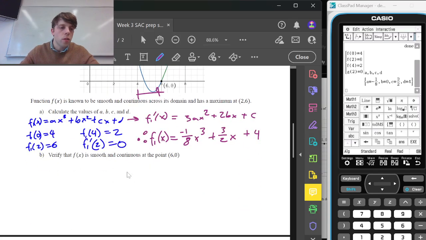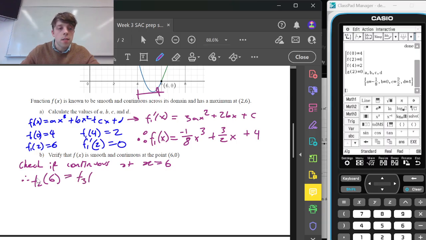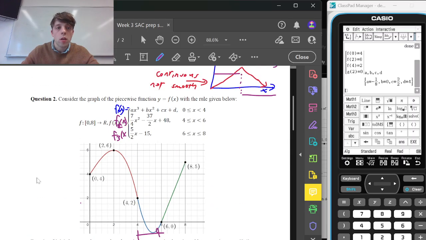So first thing I'm going to do is check if it's continuous at x equals 6. So I'm going to check continuous and then smooth. What this means is if I plug x equals 6 into these two equations, if I plug it into the second equation, we should get the same answer as if I plug it into the third equation. If I plug it into this one here, I should get, in this case, 0. And if I plug it into the third equation, I should also get 0.